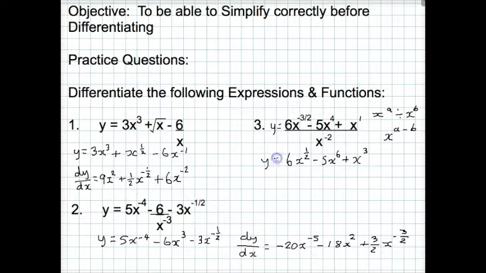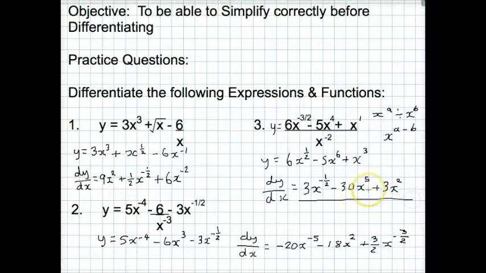So I've simplified, and now we're going to differentiate. dy/dx, well, half times 6 is 3. So we get 3x, reduce the power, that's going to go to the negative 1/2. 6 times 5 is negative 30. So negative 30x, reduce the power to 5. And then finally 3 times 1 gives us positive 3x, and we reduce the power to 2. There's our final answer for question 3.